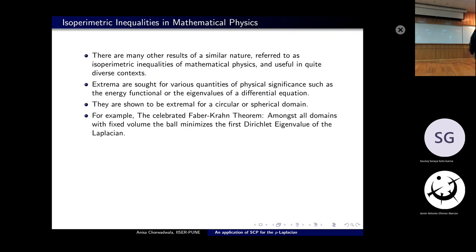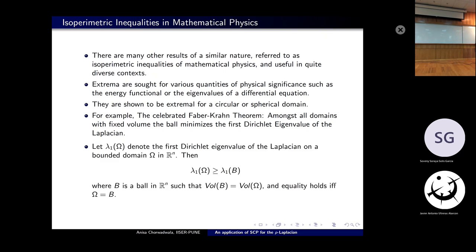So for example, the celebrated Faber-Krahn theorem, which was proved by Faber and Krahn independently in the years 1923 and 25 respectively, states that amongst all domains with fixed volume, the ball minimizes the first Dirichlet eigenvalue of the Laplacian. I will explain what I mean by the first Dirichlet eigenvalue of the Laplacian, but think of this as some cost functional associated with a boundary value problem. So mathematically speaking, it just says that this cost functional is minimized when the domain becomes a ball, and this is among all the domains for which the volume is constant. It also says that the equality holds if and only if omega is equal to B.